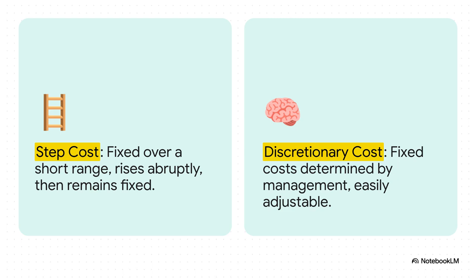Discretionary costs, on the other hand, are completely controlled by management decisions, things like advertising budgets or employee training programs. They are fixed for the year based on a budget, but they are super easy to change or cut entirely in the short run if the company suddenly needs to save cash.